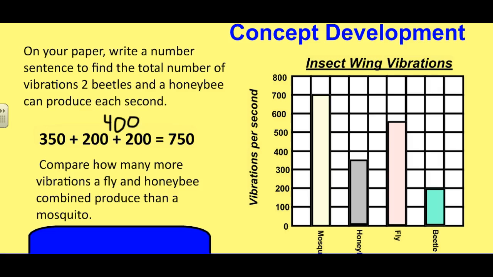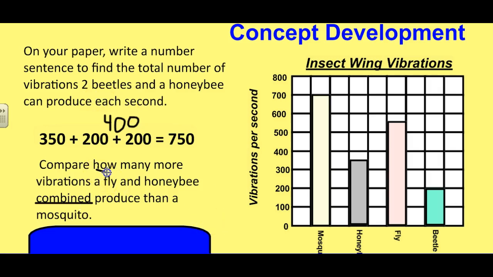The next question says, compare how many more vibrations a fly and honeybee combined produce than mosquito. You're going to see this word right here a lot when we're working with bar graphs, especially when you have to answer those 2-step problems. When you see the word combined, that means that you're going to have to take 2 of the things, whatever it is that we're talking about based on the graph, and you're going to have to put them together before you add it or subtract it with another number.